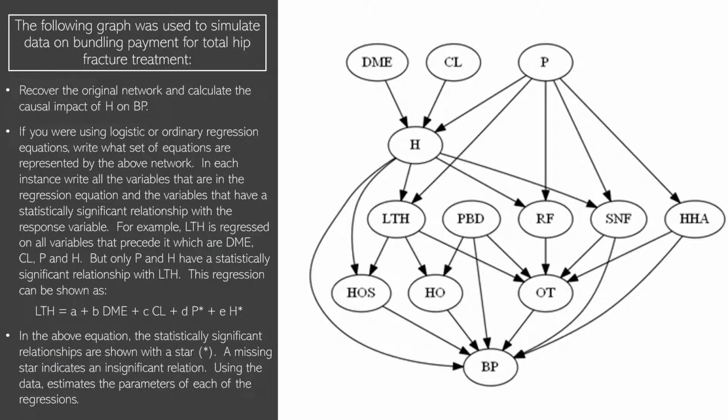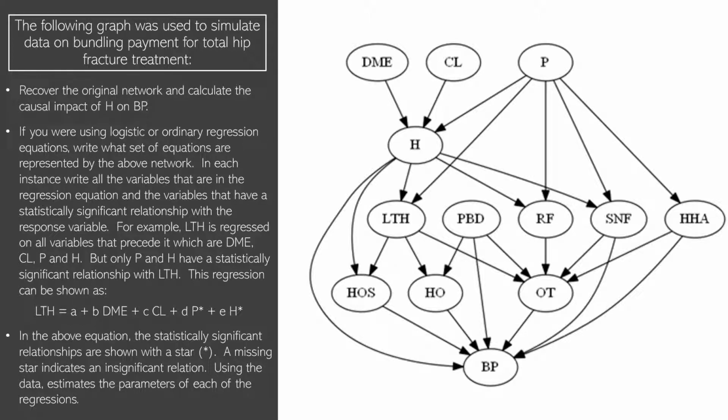Causal graphs can be drawn from independence assumptions. If two variables are directly related to each other, they are shown by a directed link, which can be seen in question 7's network model. The network model is used to simulate data on bundling payment for total hip fracture treatment. Does the variable H have an impact on BP? If they are indirectly related to each other, you can start from one variable and follow the links and reach the other. If two variables are unrelated, then there should be no link between them, and one cannot follow the links shown in the graph to reach from one to the other.